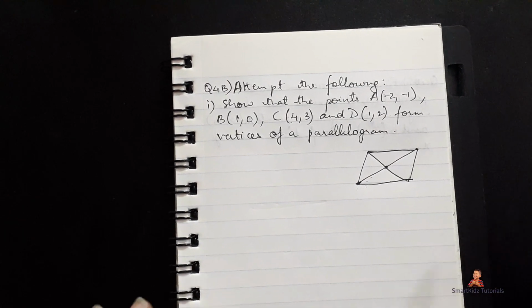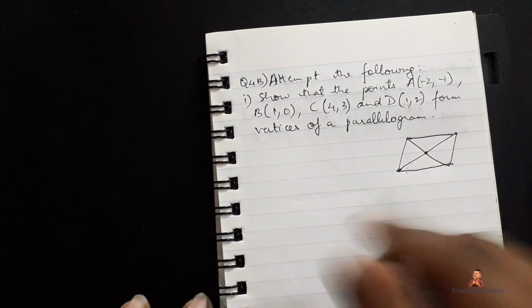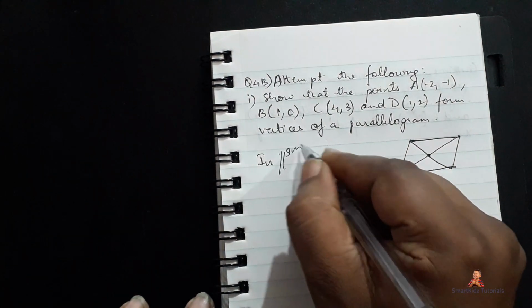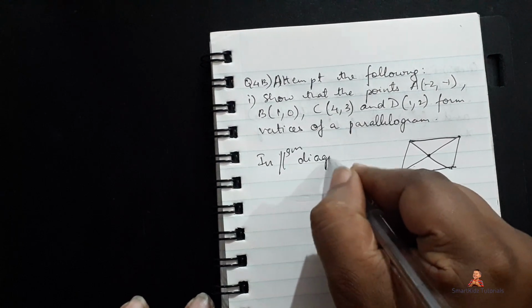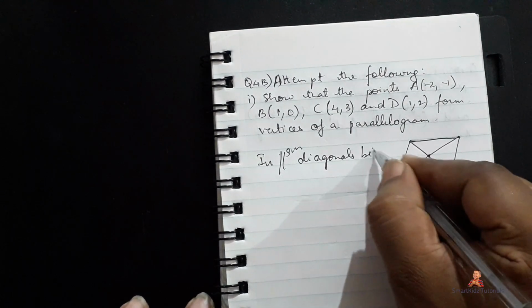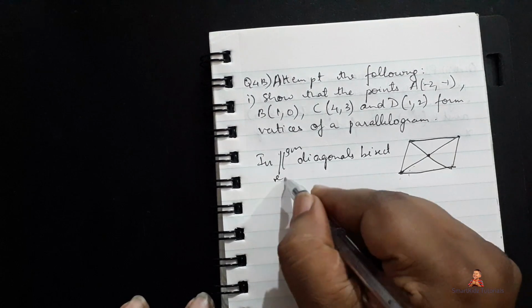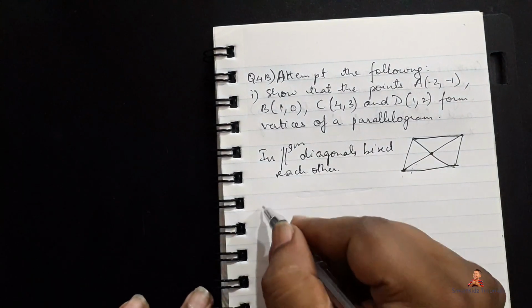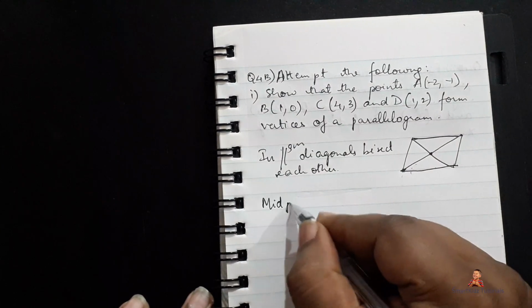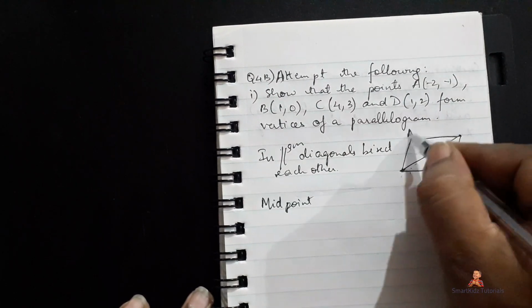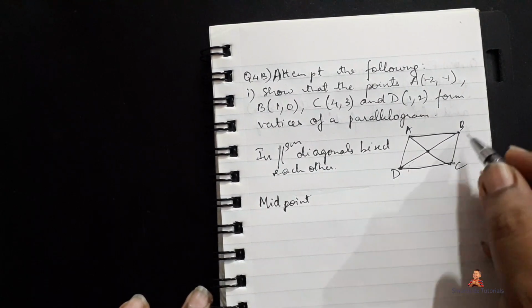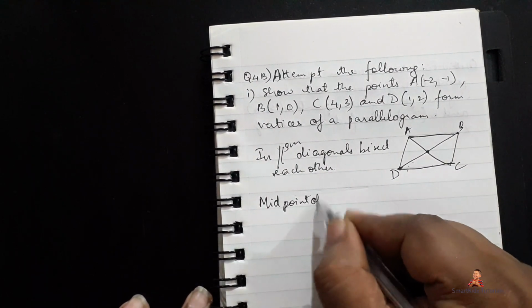So we'll just make a note over here that in a parallelogram, diagonals bisect each other. That point is important to note. Then you'll find the midpoint. If we name this as A, B, C and D, we need to get diagonals AC and BD. That means the midpoint of AC.